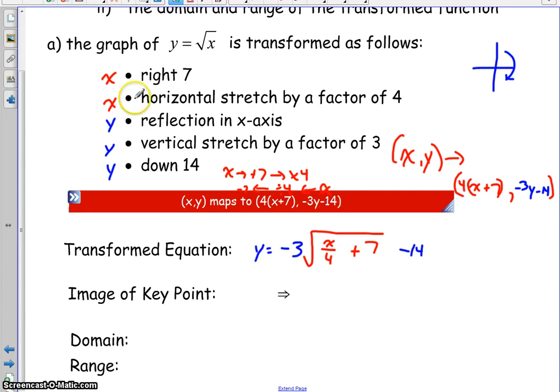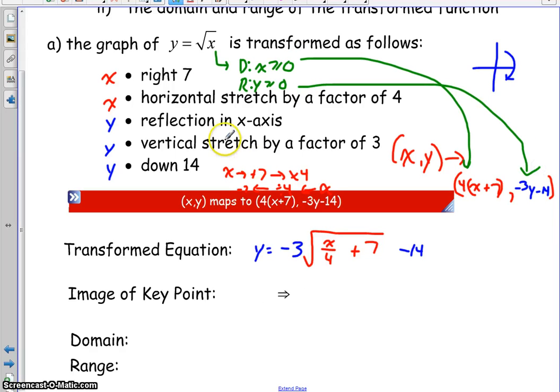Okay, so now, again, let's think about my domain and range of my original function. My domain is x is greater than or equal to 0. My range is y is greater than or equal to 0. So, just like before, I start using my mapping rule. For my domain, put in x equals 0. 0 plus 7 is 7, times 4 is 28. I did not multiply or divide by negative, so my new domain is x is greater than or equal to 28. For my range, negative 3 times 0 is 0, minus 14 is negative 14.